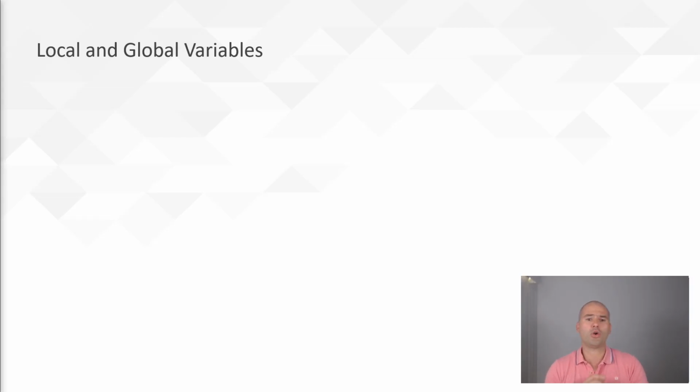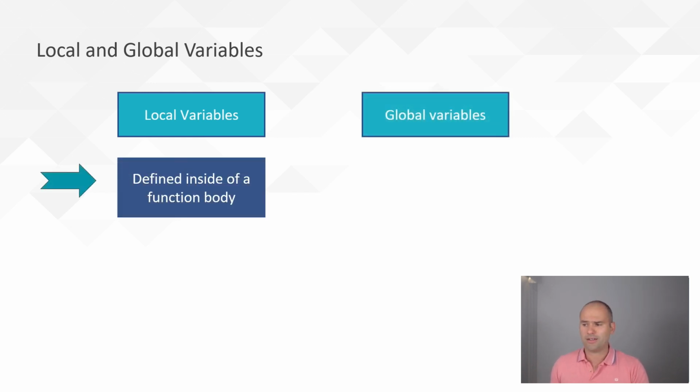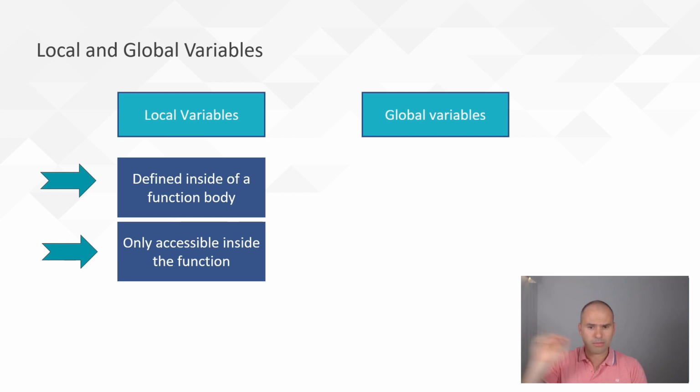So let's talk about local and global variables. I think the names themselves give us some intuition here, right? So local variables are variables which are defined inside of the function body. Up top, middle, bottom, it doesn't matter where we define them. The main feature that they have is that they're only accessible within the function.